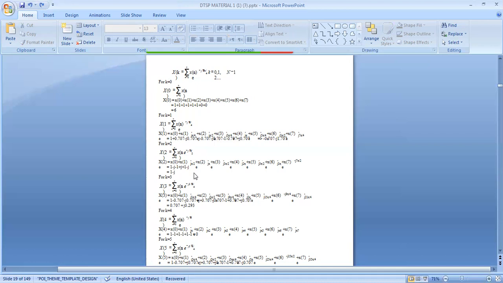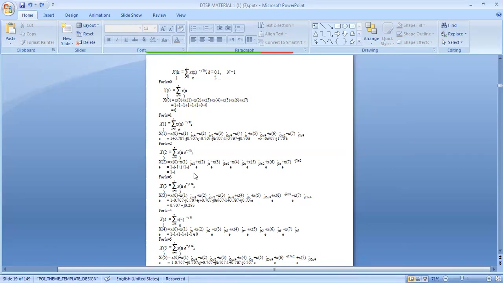The next is x of 3 e power minus j 3 pi by 2 plus x of 4 into e power minus j 2 pi plus x of 5 into e power minus j 5 pi by 2 plus x of 6 into e power minus j 3 pi plus x of 7 into e power minus j 7 pi by 2. So use your calculator and find out the value for all the cos and sin terms. So we'll be getting the expression 1, and apart from that, sin 90 we know the answer to be 1, so we'll be getting minus j.